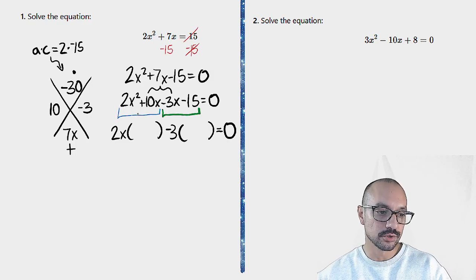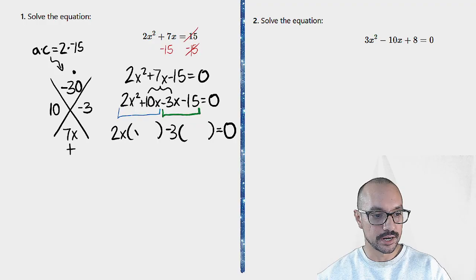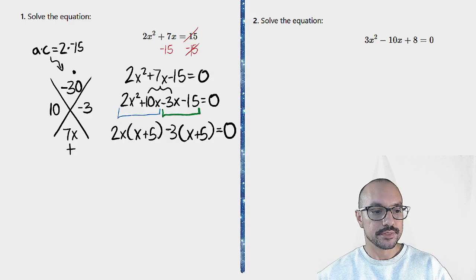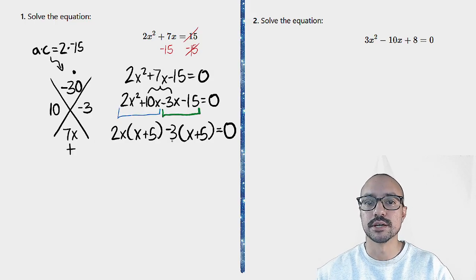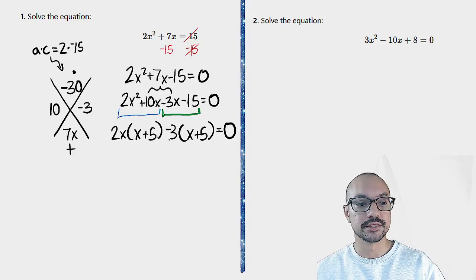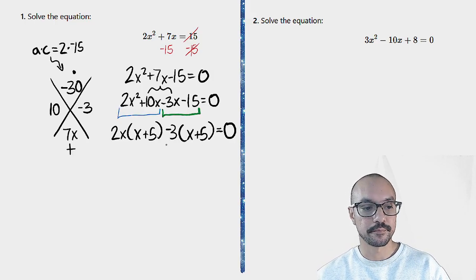When I factor 2x out of my blue group, it leaves behind an x plus 5. And when I factor out minus 3 from my green group, it leaves behind an x plus 5 as well. That's really important, that what you end up getting in parentheses matches up. If they don't match up, that's kind of a sign that an error happened somewhere.